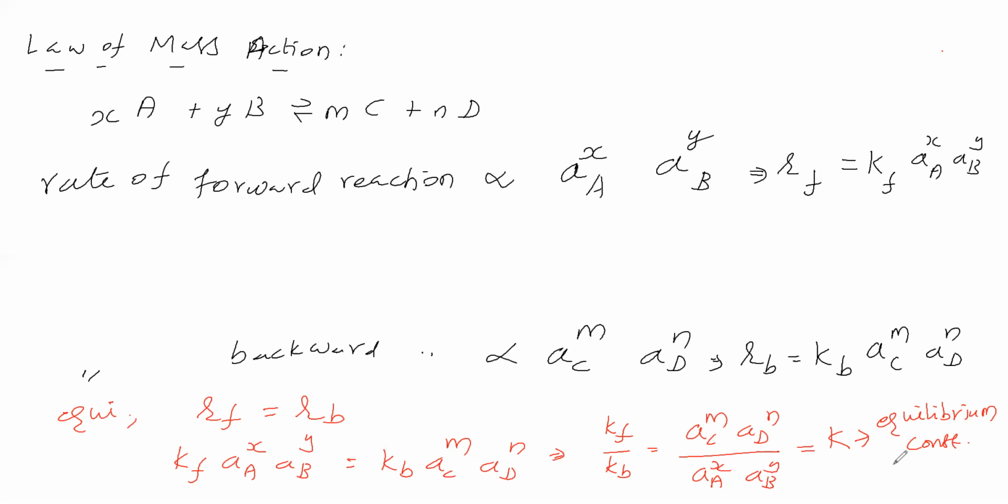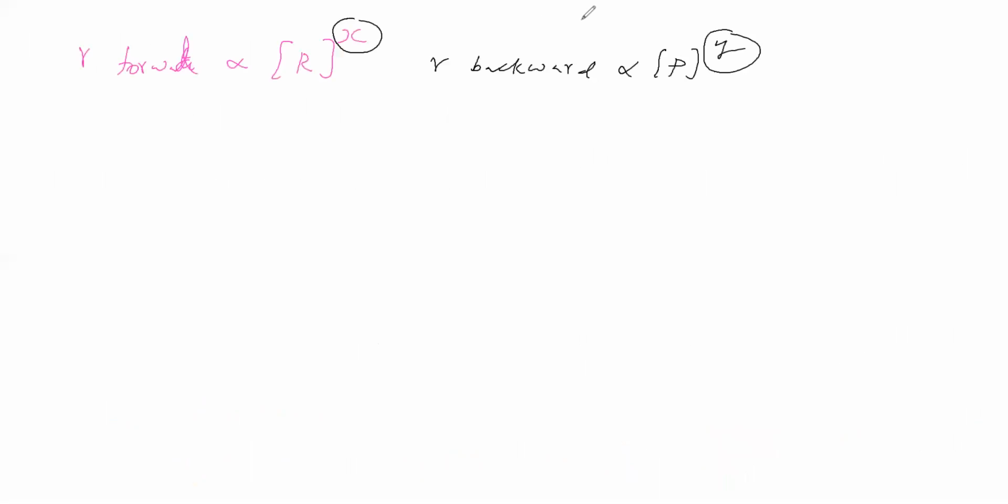So next we will see the equilibrium constant in terms of concentration. Then we will see the equilibrium constant in terms of pressure. Then we will see the equilibrium constant in terms of mole fraction. Like this, we can express it in any manner. Now we are taking the equilibrium constant in terms of concentration.